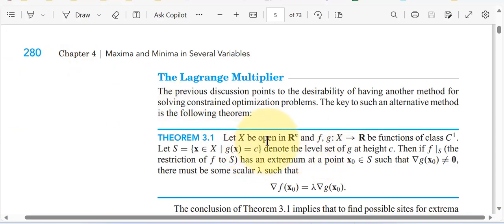And it says let x be open in Rn. So this x refers to the set of all possible x's, and we want it to be an open set. So if you recall open sets, we can take the set of all values between 2 and 3. The question is, do we include the endpoints or not when we're talking about that set? If we are not including the endpoints, so any points between 2 and 3, but not 2 and 3 themselves, in that case, that's called an open set.